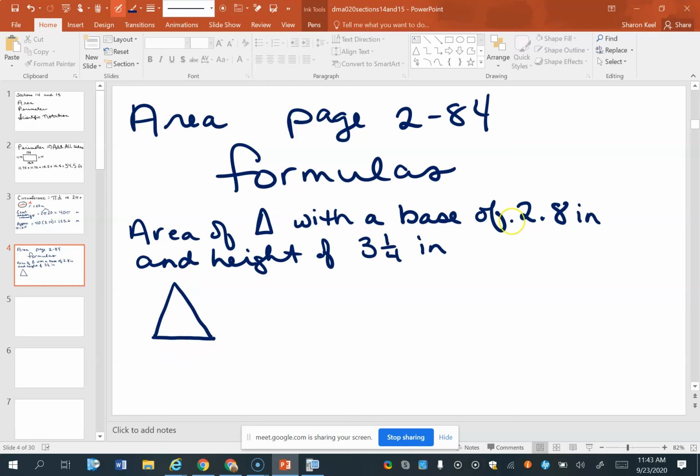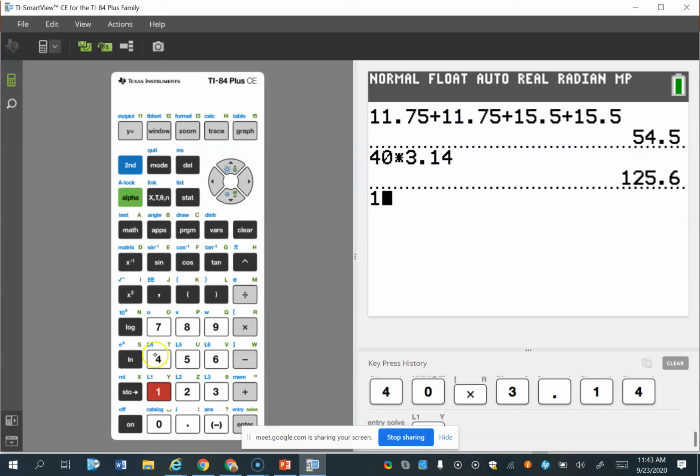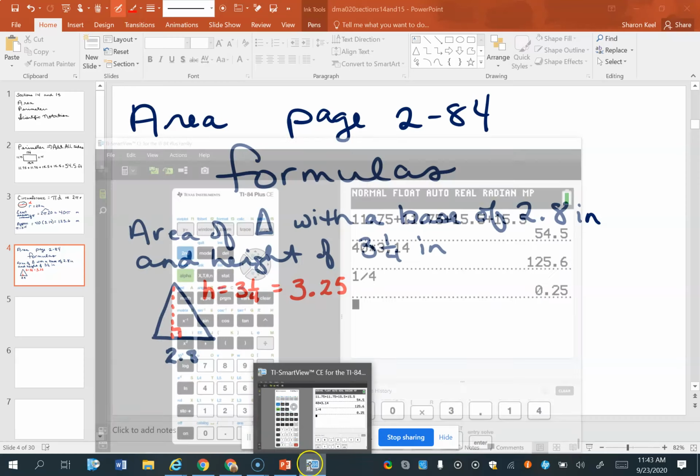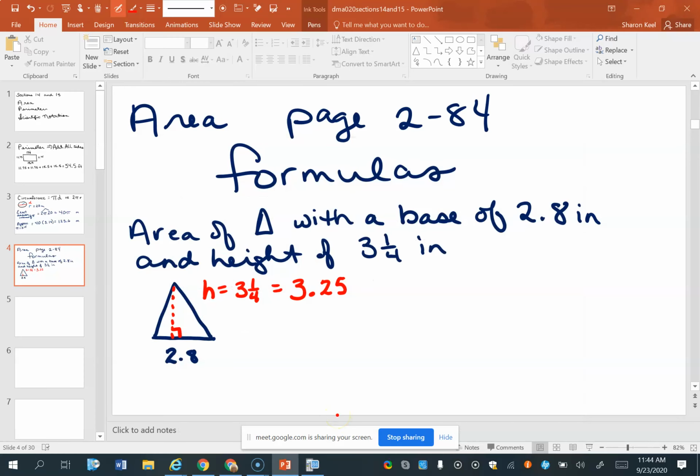My base is 2 and 7/8, so that's 2.875 for the base. When it mentions the height, that makes where you have your 90-degree angle. So what's in red is the height. The height is 3 and 1/4. And personally, I write this as a decimal. To write it as a decimal, the 1/4 is a 0.25. 1 divided by 4 is 25 hundredths. So that's how I'm going to write it in our problem.